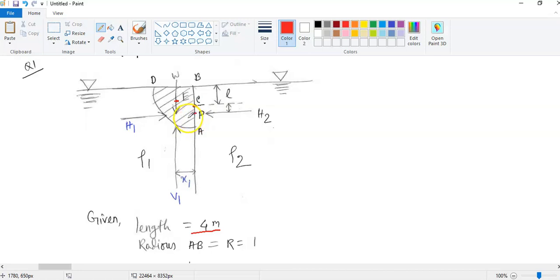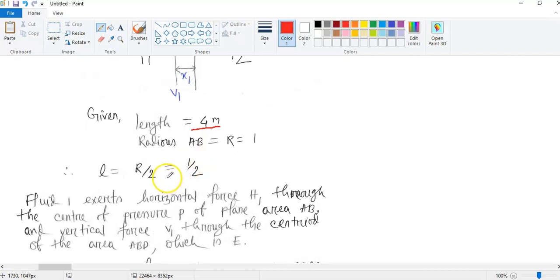So now let's discuss how the horizontal and the vertical force act when it is in static equilibrium. Okay, let me show you this first.